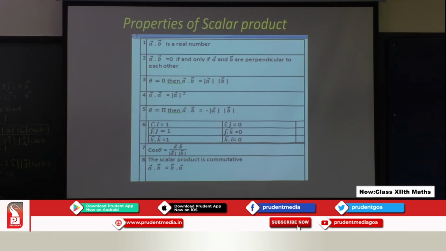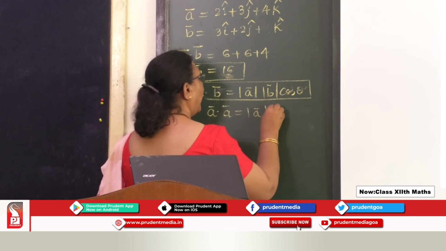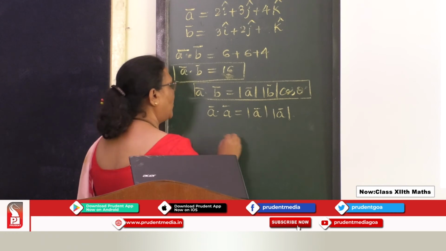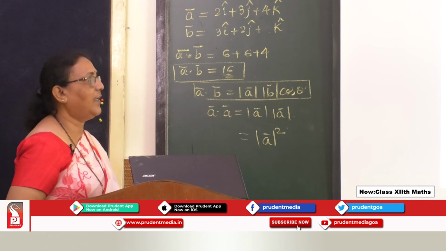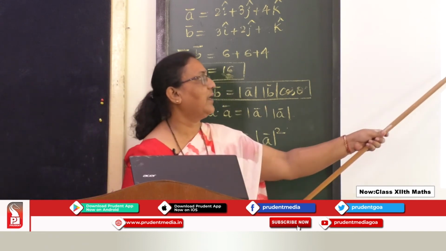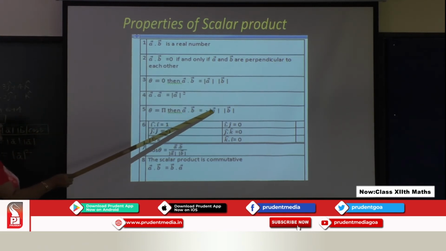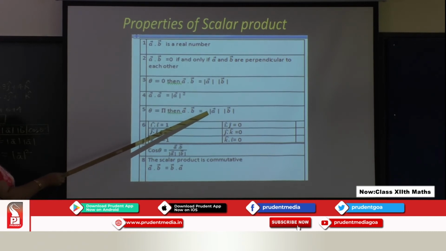Now A dot A, you will get here, A dot A will be magnitude of A, and the angle between A and A is 0, cos 0 is 1. So you will get magnitude of A the whole square. A dot A is magnitude of A the whole square. When theta equals pi, in place of this you put pi here, cos pi is minus 1. So A dot B is minus of magnitude of A and B, because cos pi is minus 1.